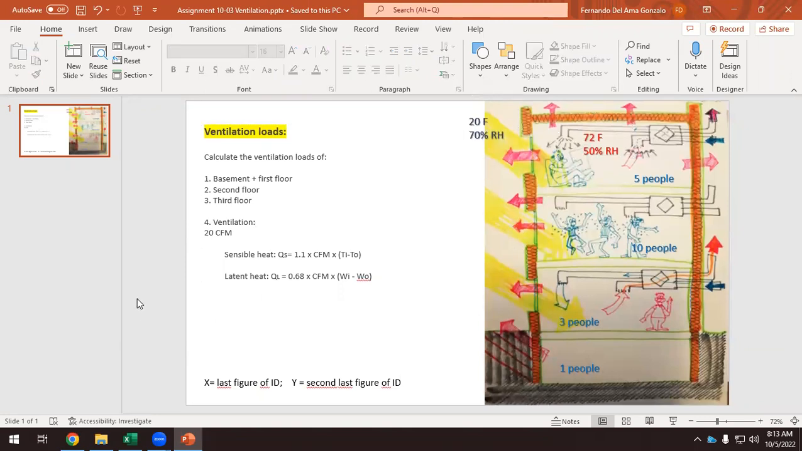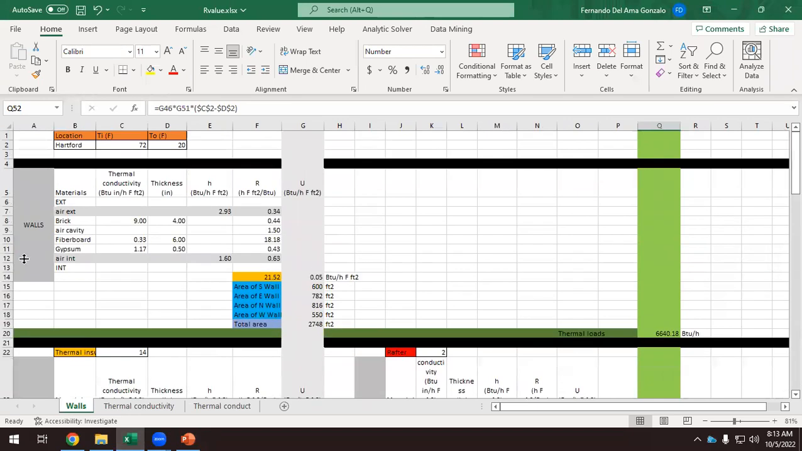What is the first thing we have to do in the Excel file? We have to include more at the beginning. Remember that we had location, and indoor and outdoor temperatures. Now we need indoor relative humidity and outdoor relative humidity. What are the units of relative humidity? It's always percentage. So indoor, it's 50%. Outdoors, it was 70%.